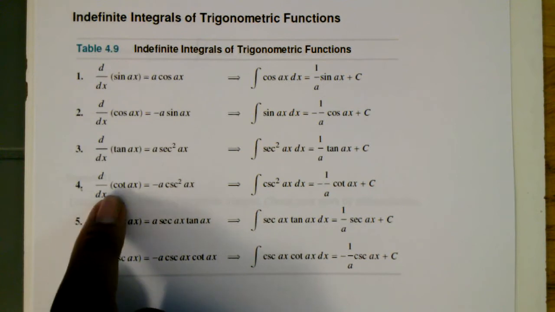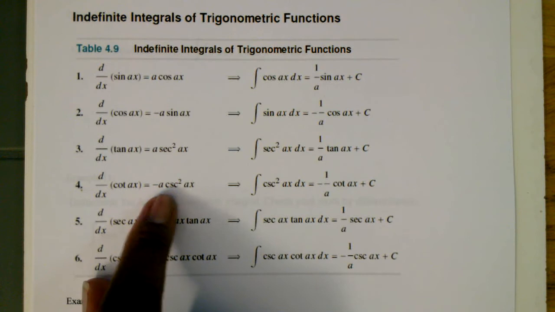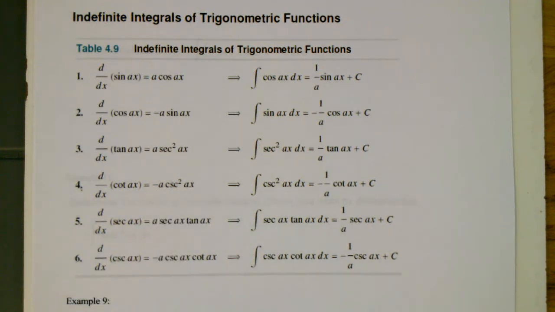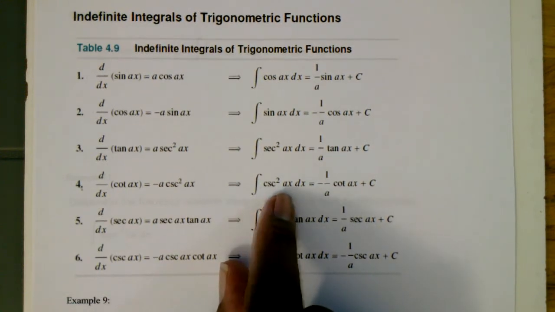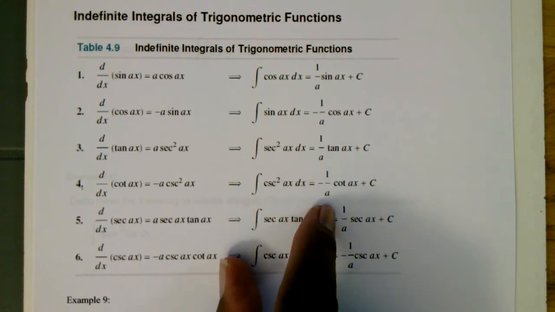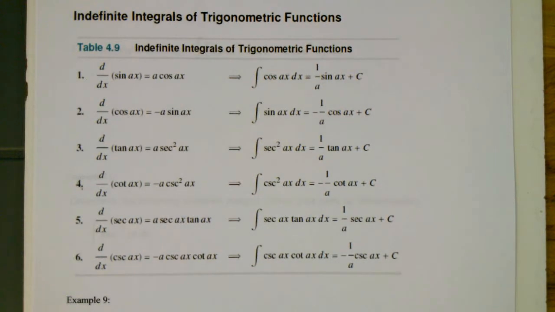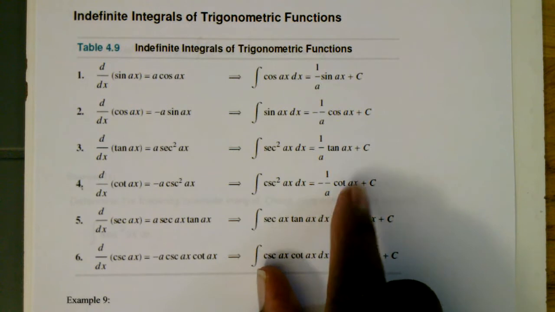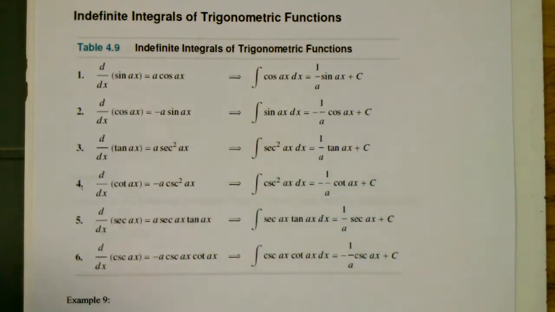And then the derivative of the cotangent of a times x would be negative a times the cosecant squared of ax. But if we have the integral of the cosecant squared of ax dx, we need the negative sign, and then 1 over a. The integral of the cosecant squared would be the cotangent of ax plus c. If you take the derivative of the cotangent, it would give you negative cosecant squared, and then this negative sign will make that positive.